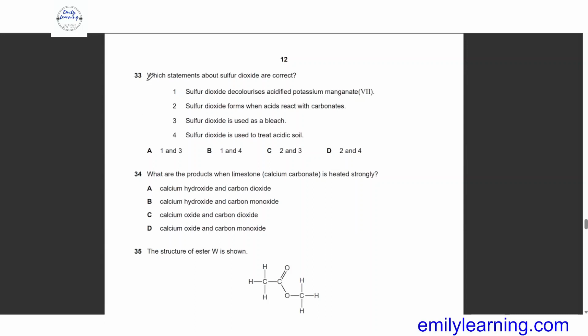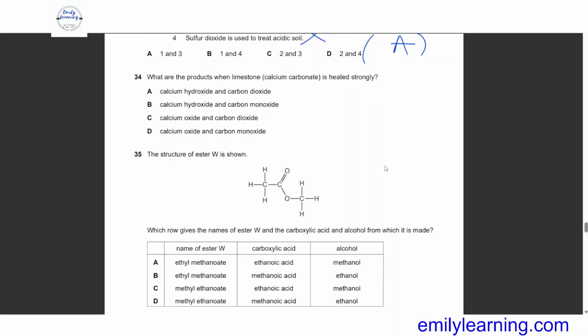Moving on to question 33, which statements about sulfur dioxide are correct? Sulfur dioxide decolorizes acidified potassium manganate, yes, because it is converted to SO3, so it's being oxidized, and potassium manganate is being reduced, so it decolorizes. So this is correct. Sulfur dioxide forms when acids react with carbonates? No, when acids react with carbonates, you get carbon dioxide. So this is wrong. Sulfur dioxide can be used as a bleach. Yes, this is correct. Sulfur dioxide is used to treat acidic soil. No, sulfur dioxide being an acidic gas will make acidic soil even more acidic. So the answer option is 1 and 3, which is A.